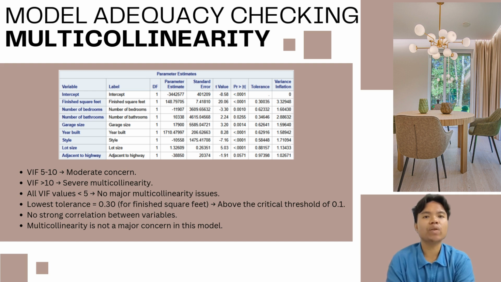If VIF is between 5 and 10, it indicates moderate concern. If VIF is greater than 10, it indicates severe multicollinearity. Based on the analysis, we can see that all VIF values are below 5, meaning there are no major multicollinearity issues. The lowest tolerance value is 0.30 for finished square feet, which is above the critical threshold of 0.1. So we can conclude that there is no strong correlation between the predictor variables.